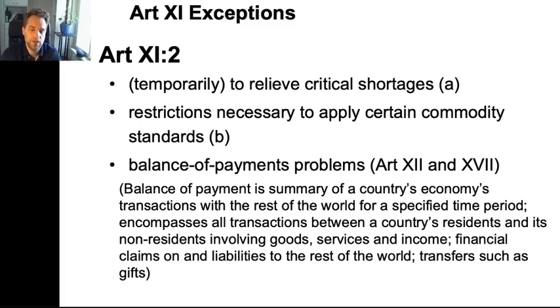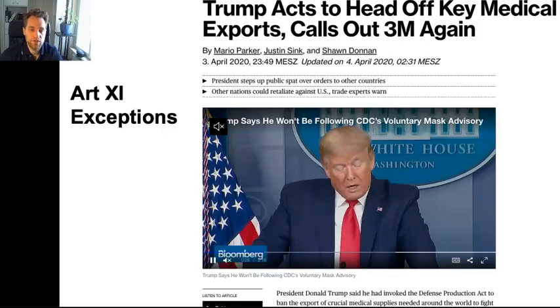And in Article 11, that's paragraph 2, that says first, if there is a critical shortage, you may on a temporary basis apply a quantitative restriction. If a restriction is necessary to apply certain commodity standards, that may also be imposed, and in cases of balance of payments problems. So if a country has a problem with another country, say, okay, we're out of balance here, you may also temporarily rely on quantitative restrictions, and that is also further regulated in GATT Article 12 and GATT Article 17.